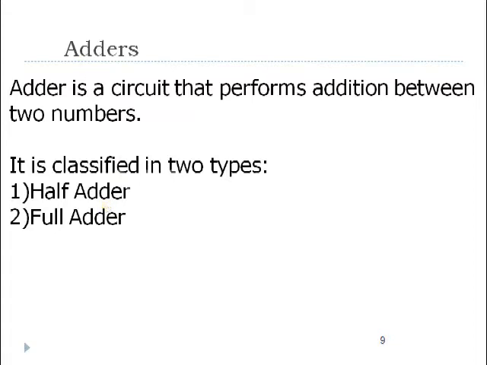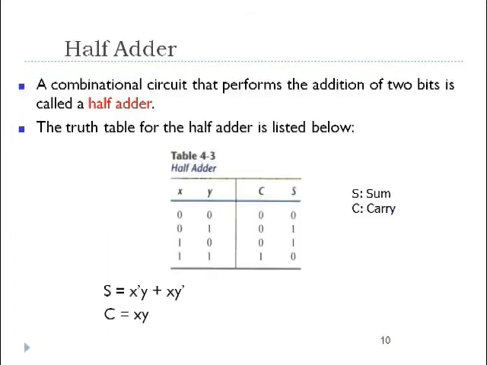So initially we'll discuss the half adder, then we'll move on to the full adder. Now what is a half adder? A combinational circuit that performs the addition of two bits is called a half adder. So if you want to perform addition of two 1-bit operands, then we have to use a half adder circuit.